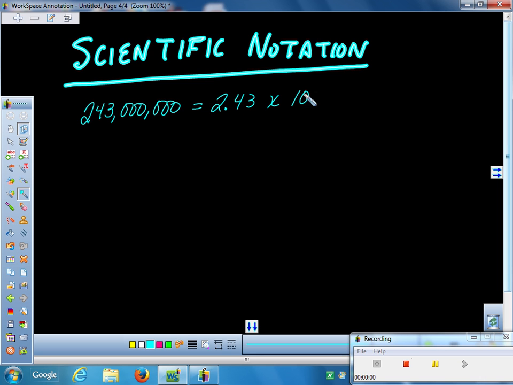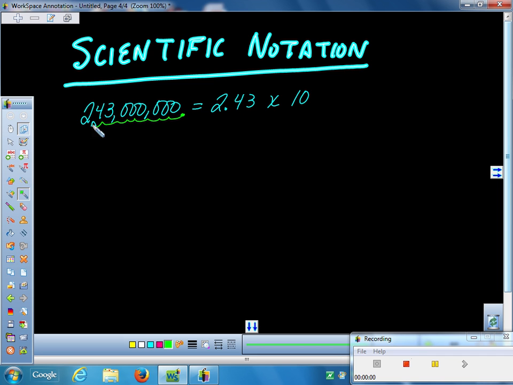I have to take whatever significant digits there are, and I'm moving the decimal so that there's one digit to the left only. Okay, now count. The decimal was back here. You moved 1, 2, 3, 4, 5, 6, 7, 8 places to get there.